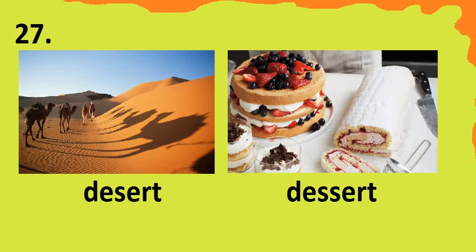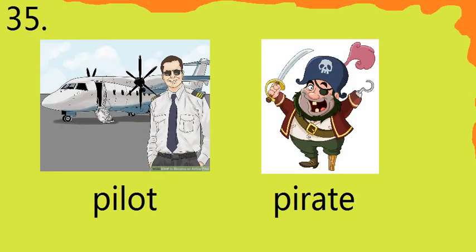Next we have desert and dessert. So desert is a large dry area, often very sandy. Here we can see some camels in the picture. Dessert is a sweet treat you have at the end of a meal, usually the final course. Desert, dessert. Next we have pilot and pirate. These are two jobs, but they're very different. A pilot flies a plane, whereas a pirate lives on a ship and steals things from others. Pilot, pirate. So the L and the R are the important points here.